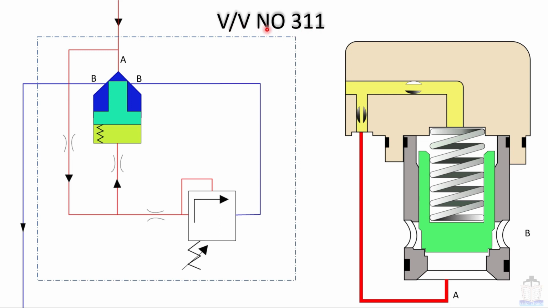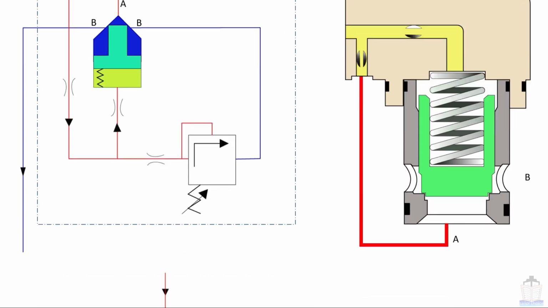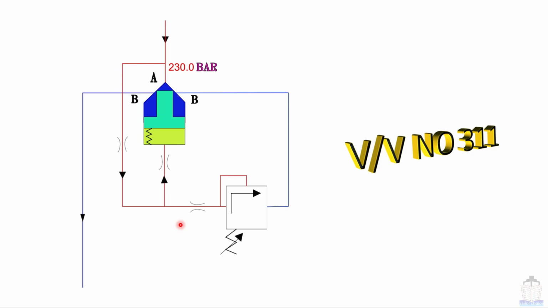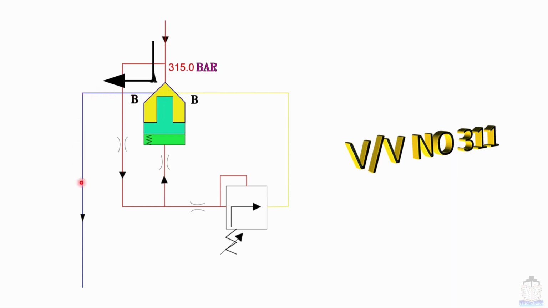That means this valve 311 actually is a combination of two valves. This is the main valve and this is the pilot valve. Now I am going to show you the valve number 311 function with the help of animation. Now you can see that once it reaches 315 bar, then this pilot valve opens, this line is depressurized, this valve opens and the whole oil goes to the drain, and thereby hydraulic pressure disappears. Now moving next.